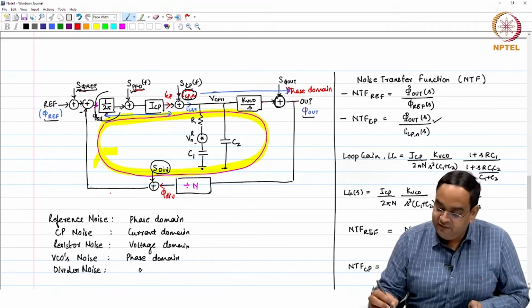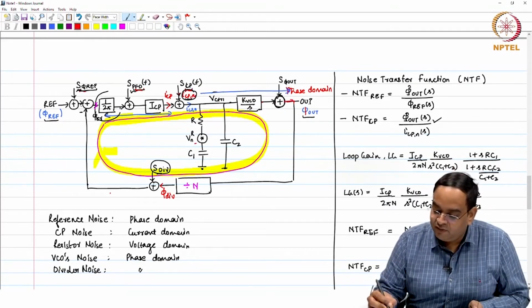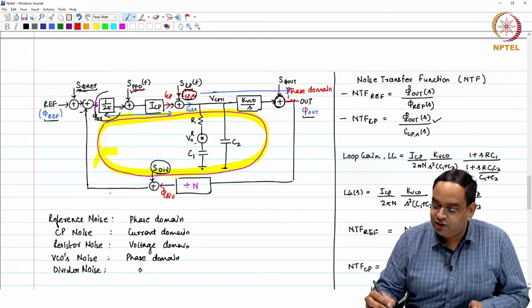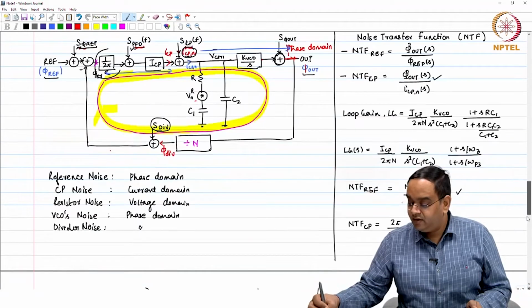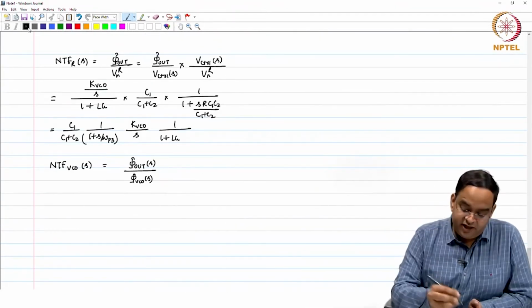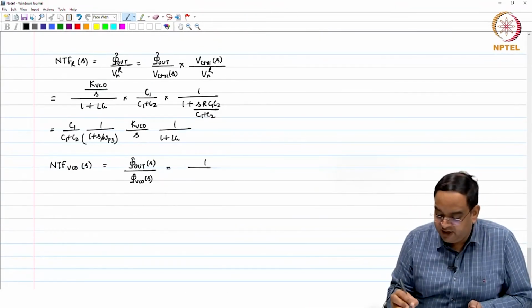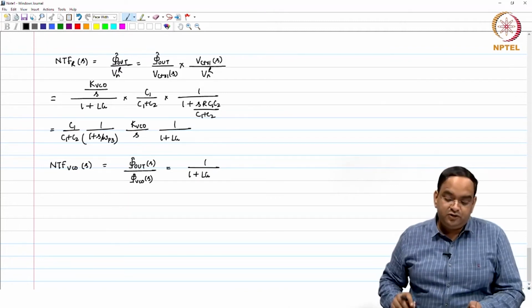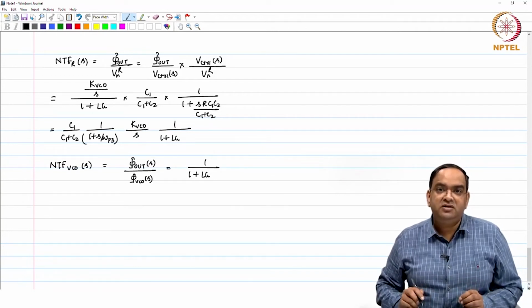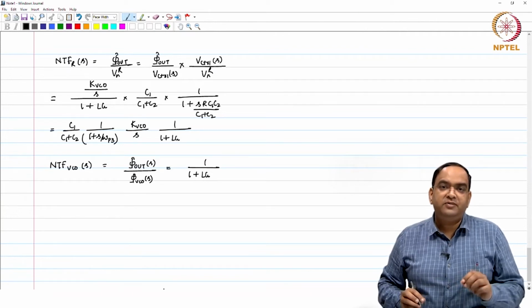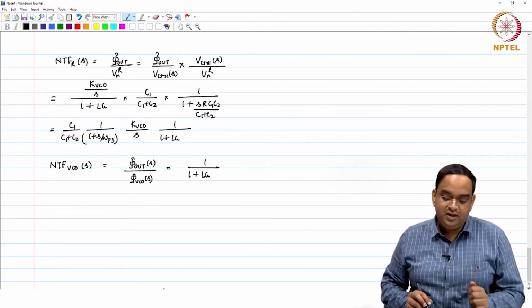Okay. So, phi VCO is added here. The forward path gain is only 1, because you are looking at the forward path gain, but there is a whole loop behind it, right. So, phi out by phi VCO is 1 divided by 1 plus loop gain. Okay. So, what we have done so far is we have found the noise transfer function for each noise source, from the noise input to its output.